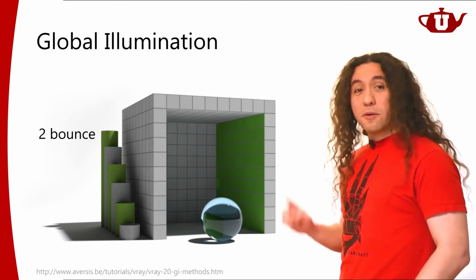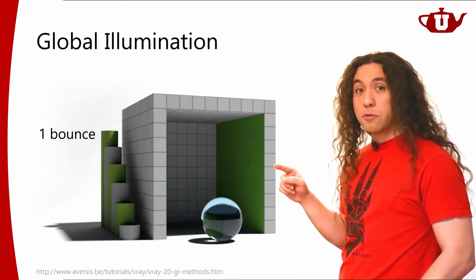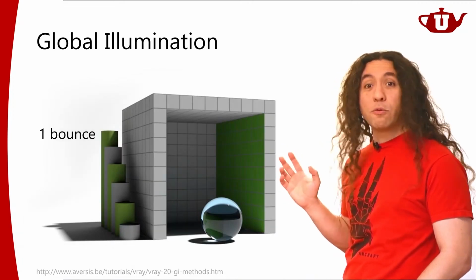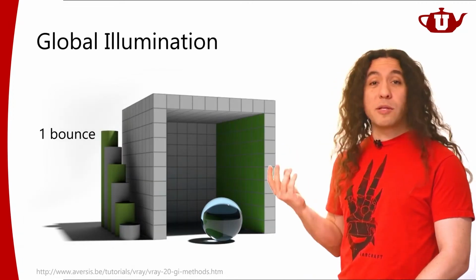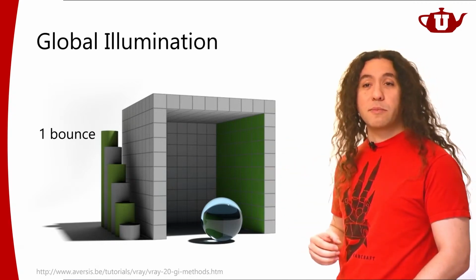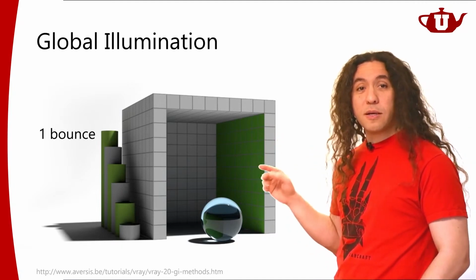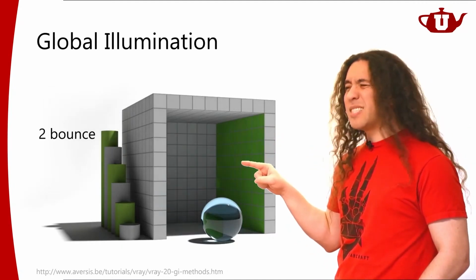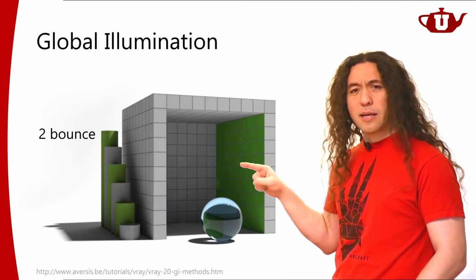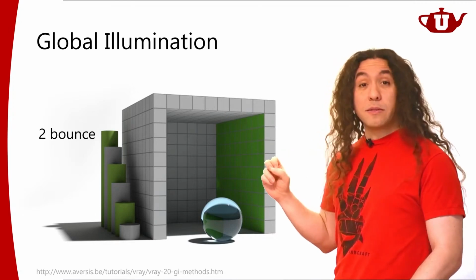All right, so from one bounce, okay, let's go back. From 0 to 1 bounce, whoa, huge difference, right? From no global illumination, no indirect illumination, to just 1 bounce of indirect illumination, huge difference. Absolutely huge difference. From 1 to 2, there's some difference. I mean, visible, yes. But it's not as obvious.